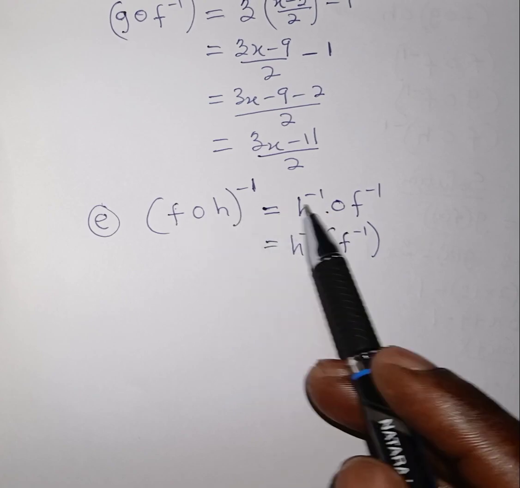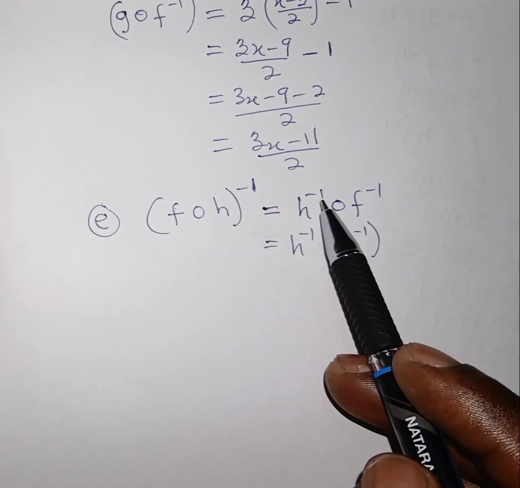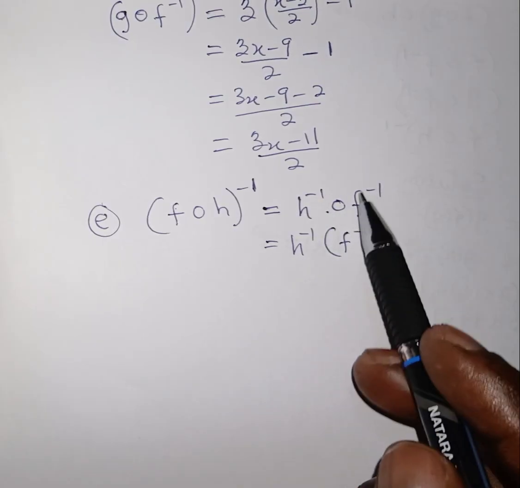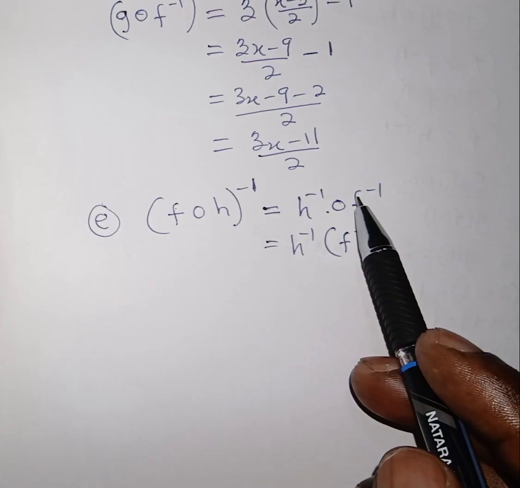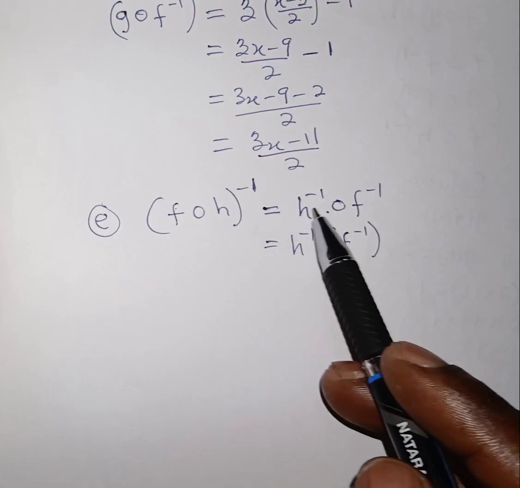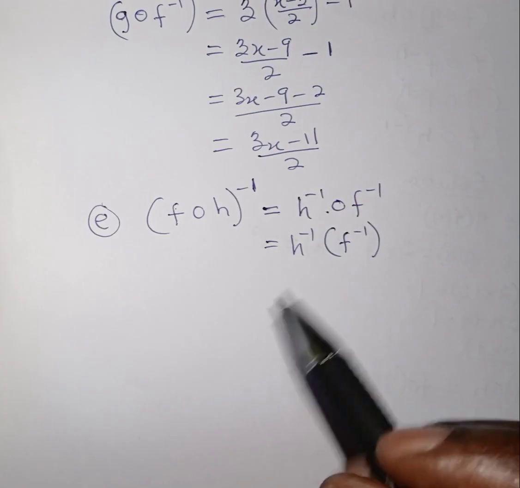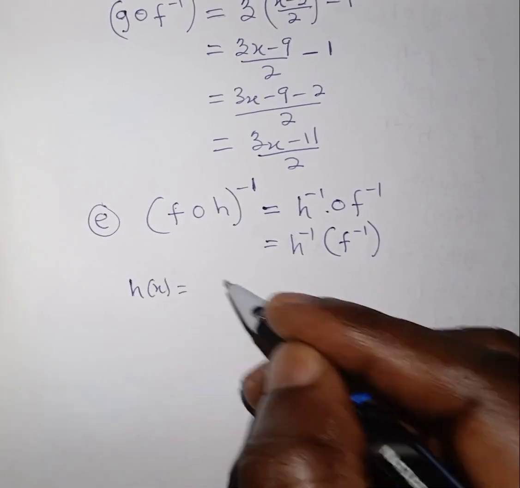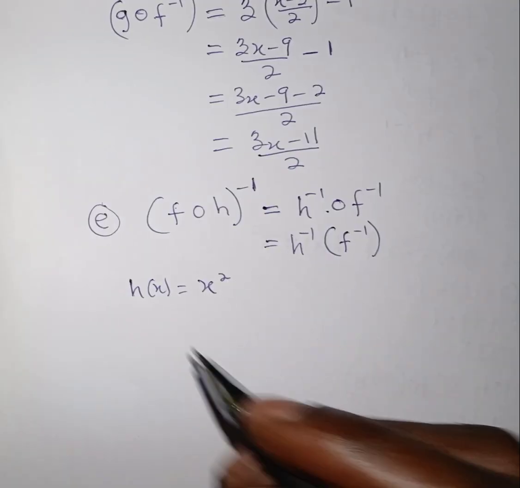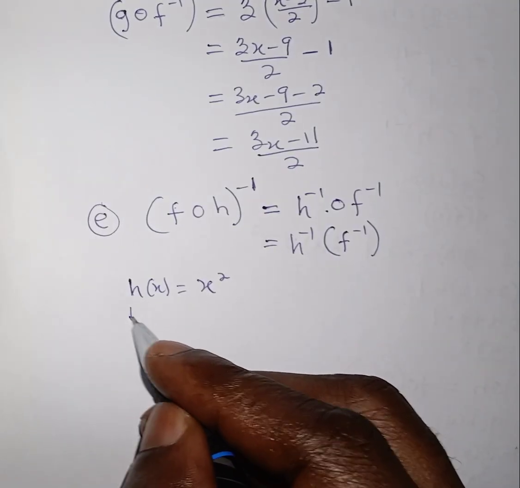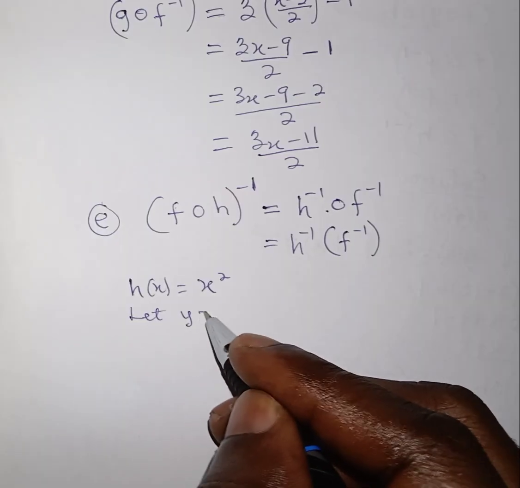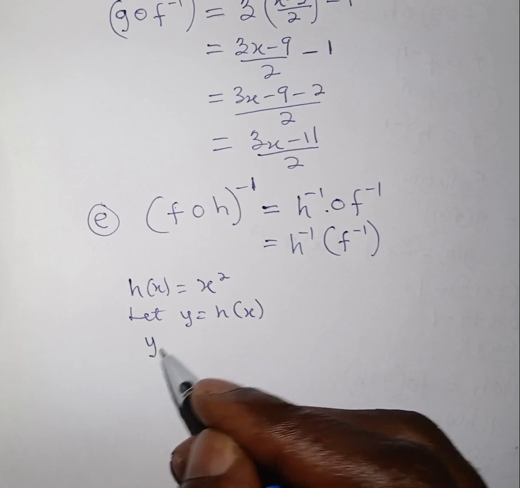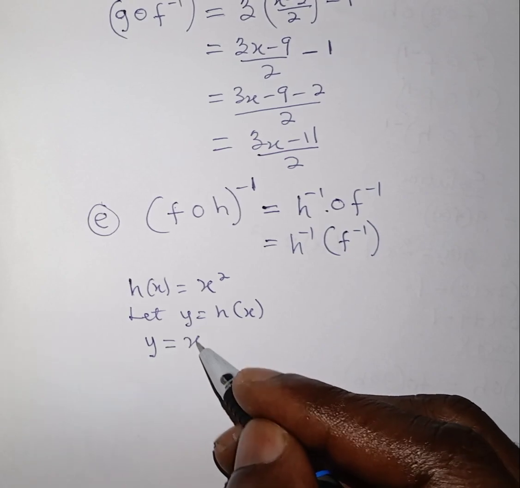So for such an example, before you can do that, you need to find the inverse of each of them. Meanwhile, we have already calculated the inverse of f. We are only going to find the inverse of h. Good. So we know that h at x was given as x squared. If that is the case, then for the inverse, we let y equal h at x. Then y should be equal to x squared.